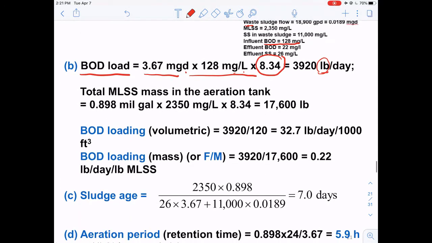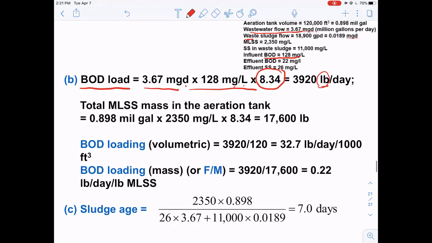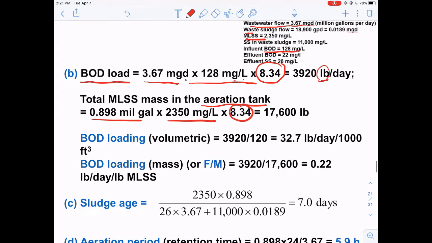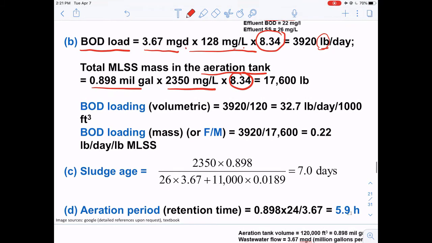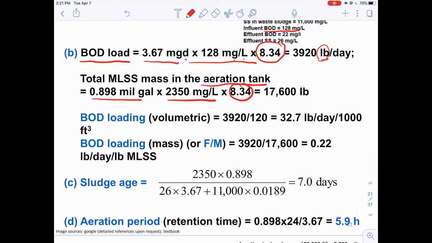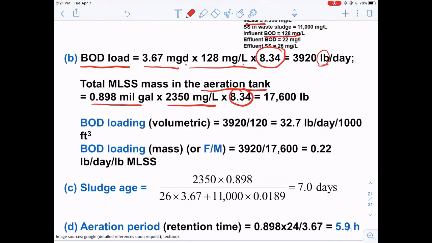And further, we can calculate the total MLSS that's in the tank. We can directly use the tank volume and multiply it by the concentration of the suspended solids in the activated sludge aeration tank. Again, we're using this conversion of 8.34 to calculate the total MLSS in the aeration tank. Further, with these values, we can calculate the BOD loading.